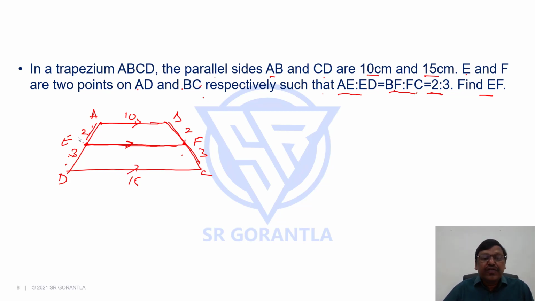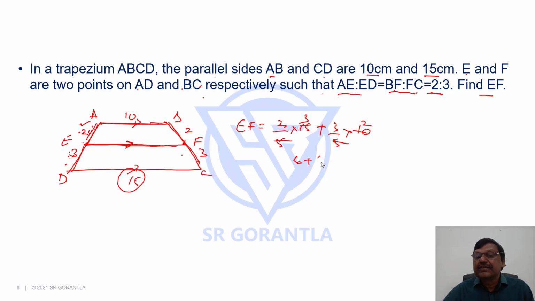Now, we have discussed the formula to find EF. If you recall the formula, EF equals 2 by 2 plus 3, 5, into, because I am taking 2, you have to take the opposite side, 15, plus 3 by total 2 plus 3, 5, into the opposite side, 10. You can say 5 3s, here 5 2s, 2 3s are 6, plus 6, 12. So EF equals 12 centimeters. So our answer is 12 centimeters, right?